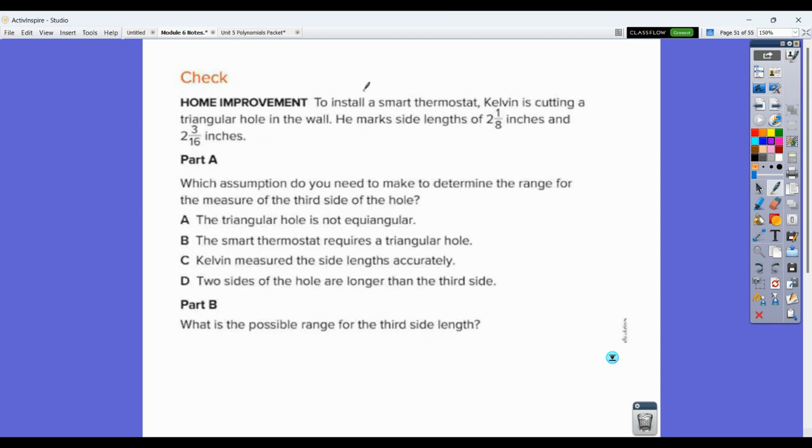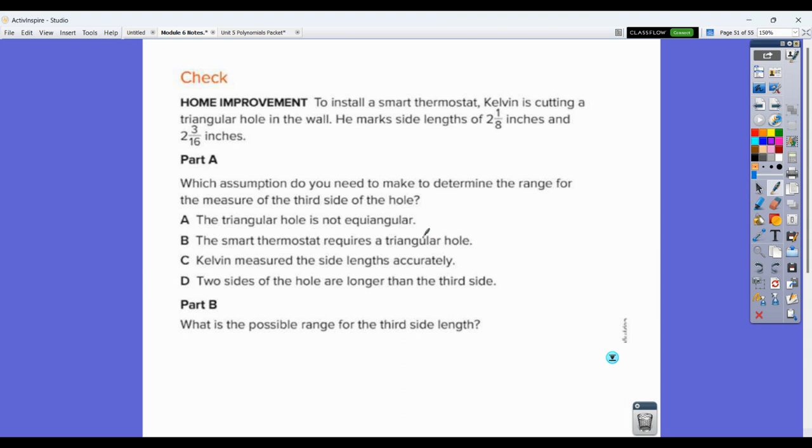Okay, so to install a smart thermostat, Kelvin is cutting a triangular hole in the wall. He marks side lengths of 2 1/8 inch and 2 3/16 inches. Which assumption do you need to make to determine the range for the measure of the third side of the hole that is being created here? We just want to make sure we understand that the triangular hole is not equiangular. We don't have to make that assumption.